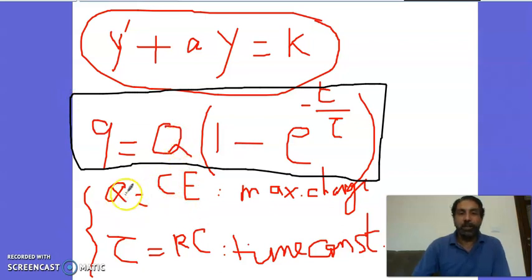And what is Q? Q equal CE, which is similar to Q equal Cu, the basic rule. Okay? This is the maximum charge on the capacitor. This is the charge at any instant of time. And what is tau? Tau equal RC, called time constant of the circuit.